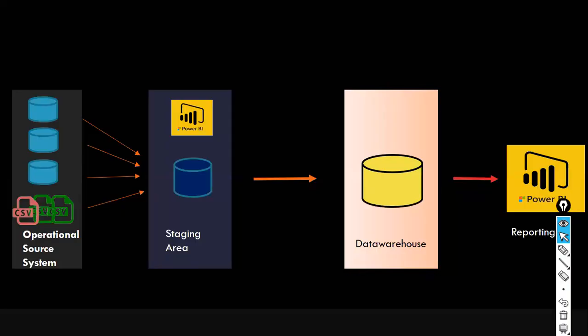As I discussed in the last session, there are three things. ETL, apart from the reporting part: the E stands for extract, T stands for transform, and L stands for loading.